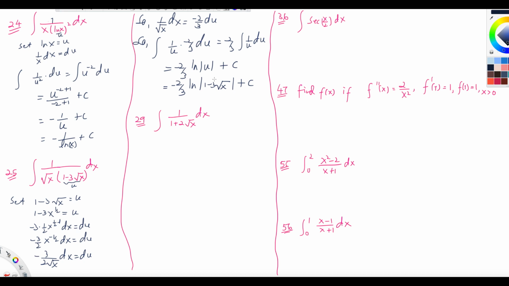Okay guys, so let us do question number 29 from the book. So see, this is a little bit different. There is something similar on the bottom, but there is no 1 over root x. So how do I handle that?